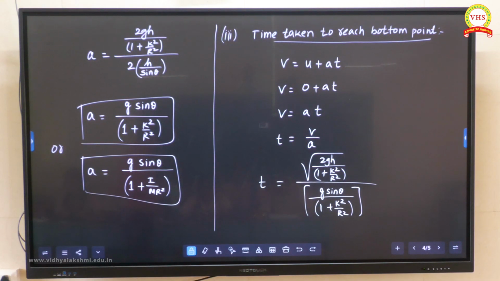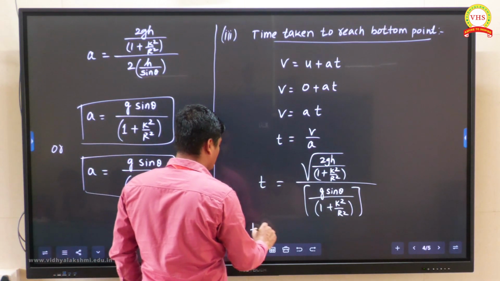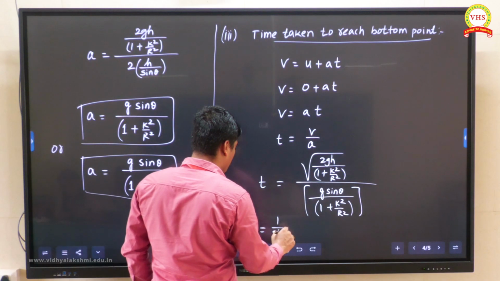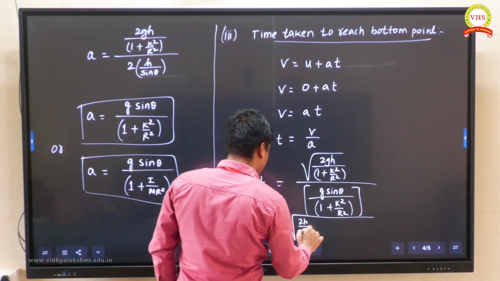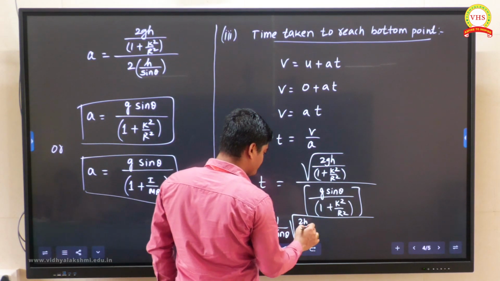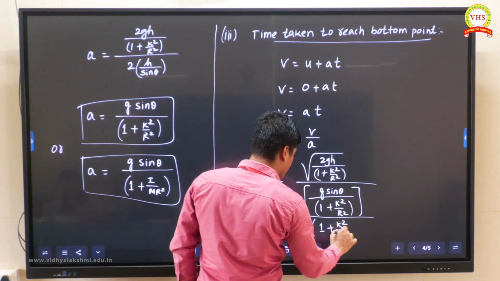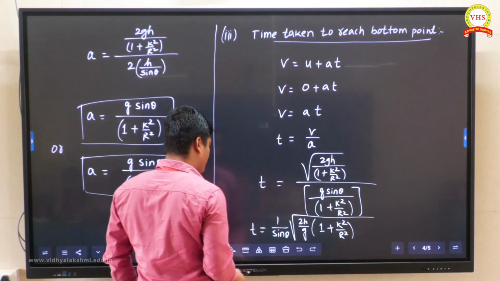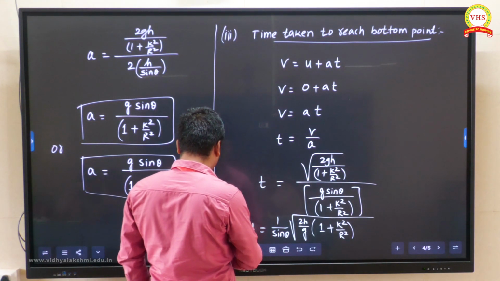What you can write? 1 by sin theta. So till time period, directly you write here. After cancellation you write 1 by sin theta root under 2h by g, because this root g and g cancellation will happen. Next, 1 plus k square by r square. Now instead of k square by r square you can also write I by mr square, instead of moment of inertia also you can write.